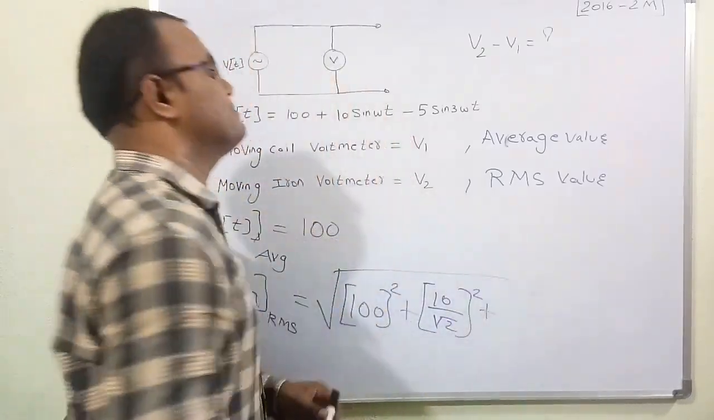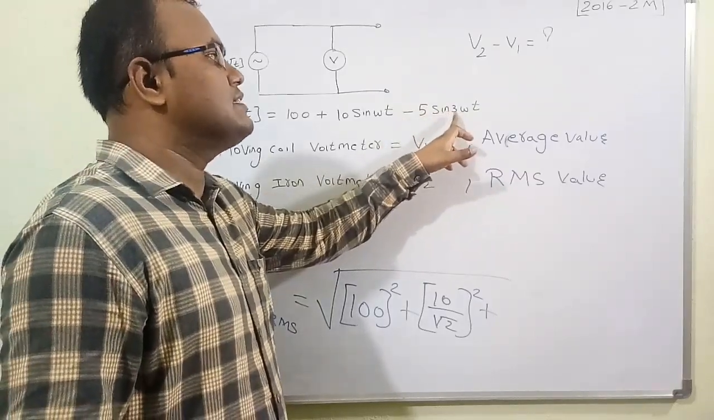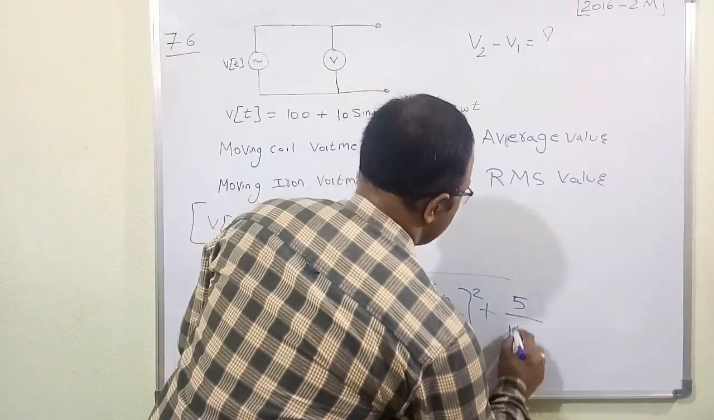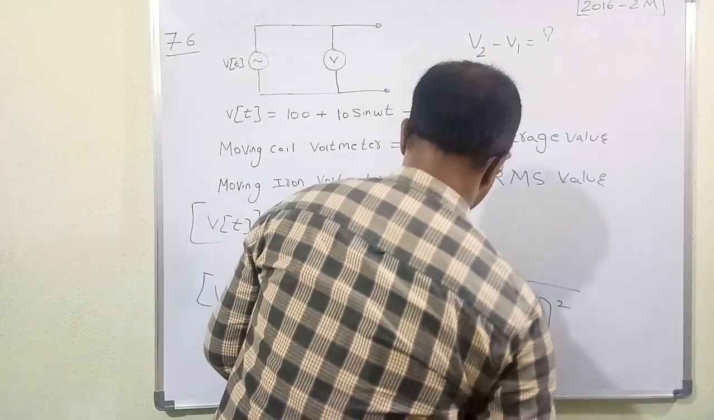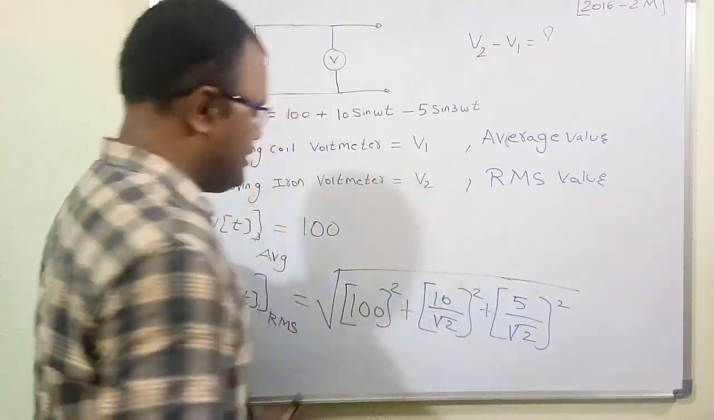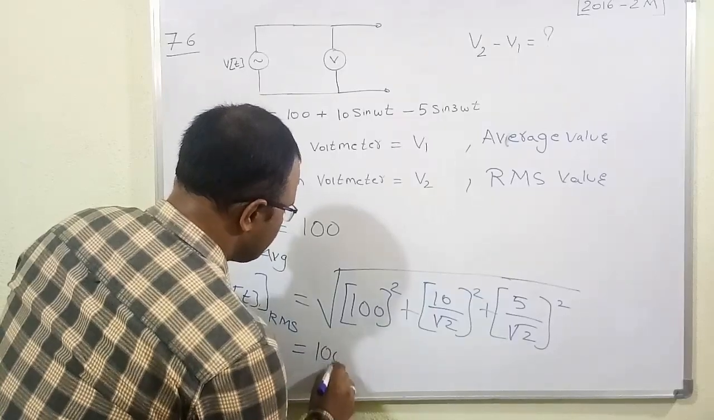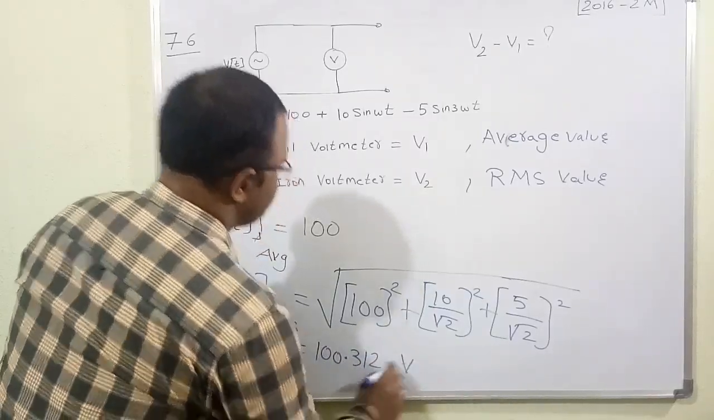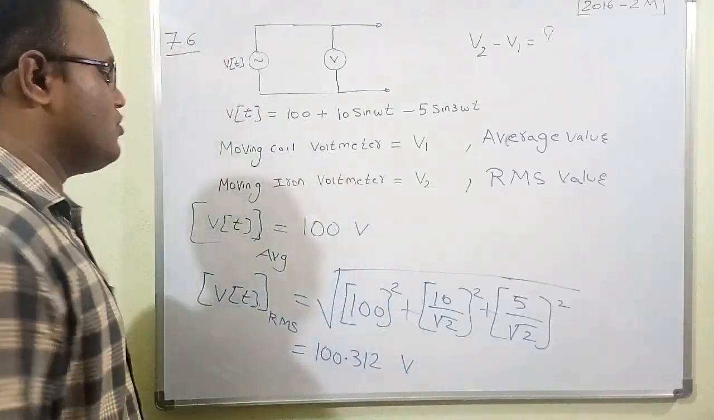And similarly, the RMS value of the third expression, 5 sin 3 omega t, is 5 by root 2 whole square. So if we simplify this equation, finally we will get 100.312 volt. This is 100 volt and this is 100.312 volt.